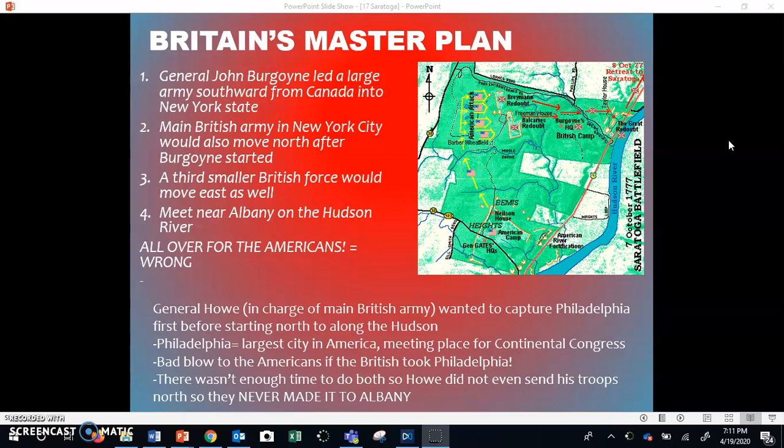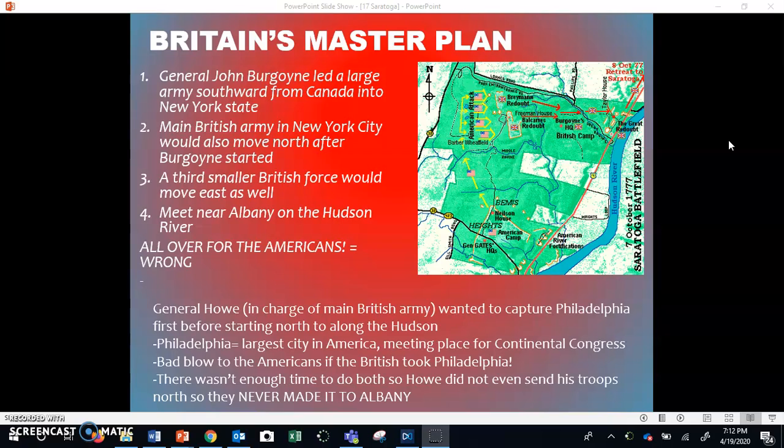The reason he wanted to take control of Philadelphia was because at this time in America, it was the largest city. It was also the meeting place of the Continental Congress. And it would be a huge, terrible loss for the Americans if the British took Philadelphia. However, there wasn't enough time to do both.